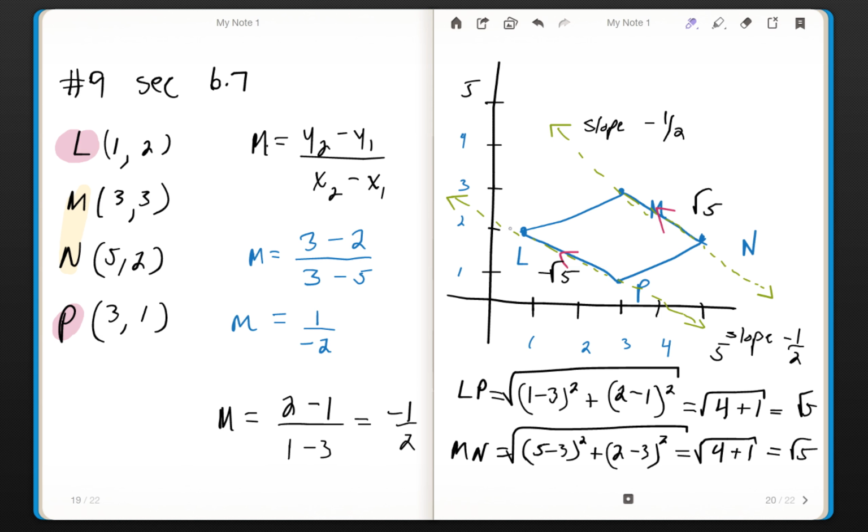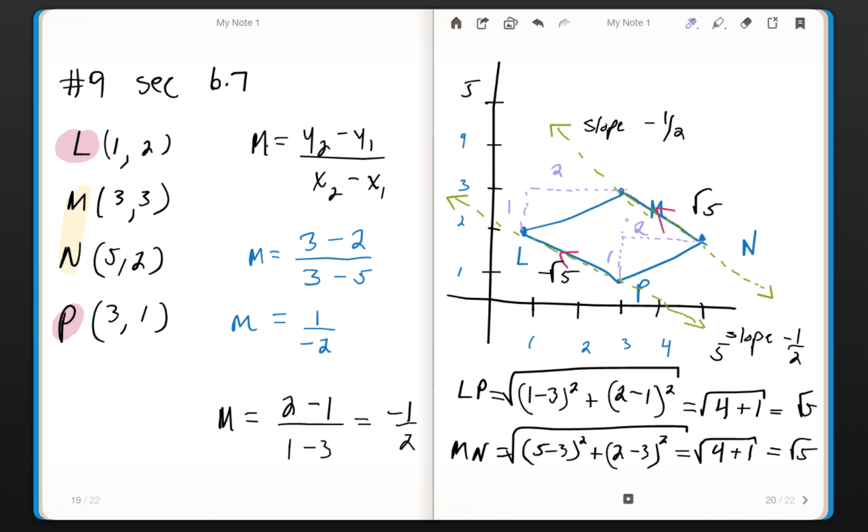So the slope here looks like you went up 1 and then over from 1 all the way to 3. So up 1 over 2. From 1 to 3 is a distance of 2. And here, looks like you went up 1 from 1 to 2, and then over from 3 to 5. So up 1, 2. So they're definitely the same slope.